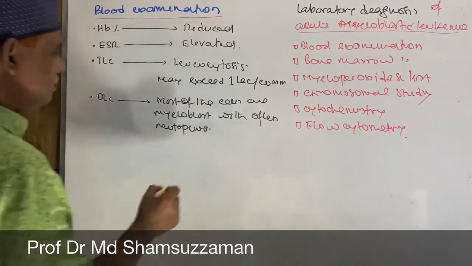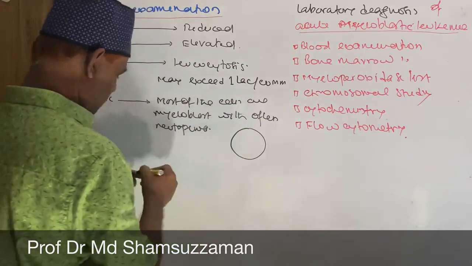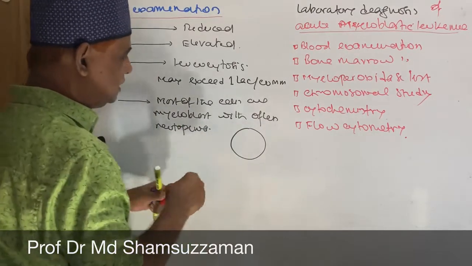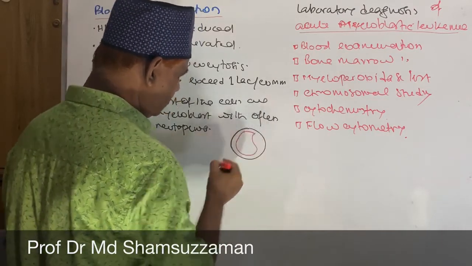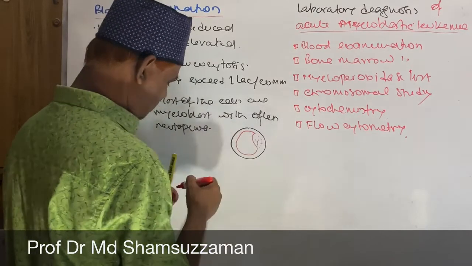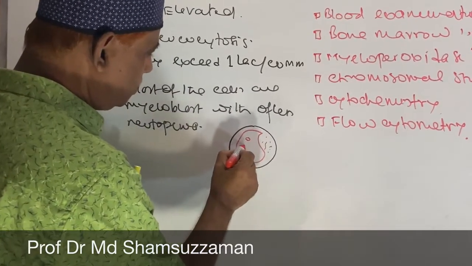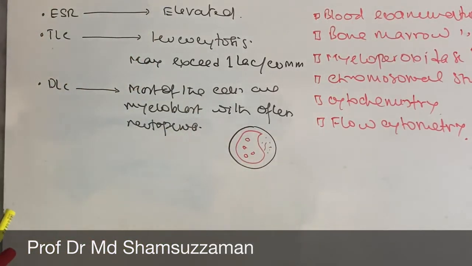So the myeloblast is larger than the lymphoblast, and the myeloblast has an indented nucleus like this. Myeloblast sometimes contains granules or Auer bodies, and there are 2 to 5 nucleoli. So this is the myeloblast.